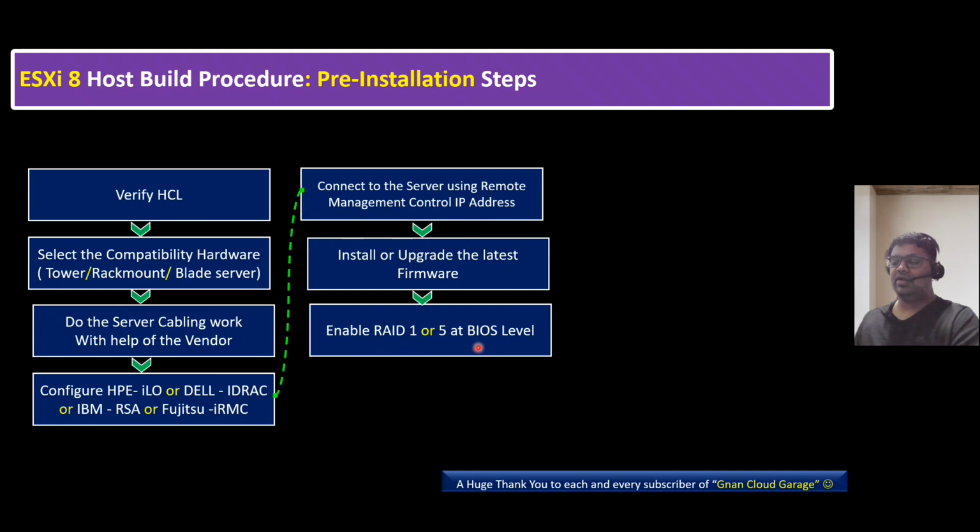RAID stands for Redundant Array of Inexpensive Disks. This will help us in case any hard disk fails. There will be no impact to our ESXi operating system, and our virtual machines will not be stored on the local disk.